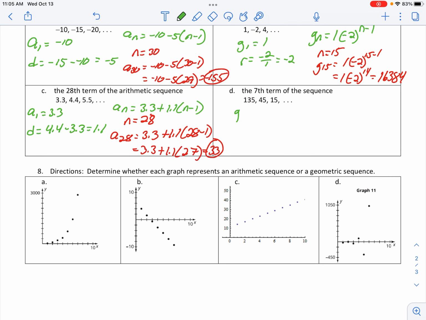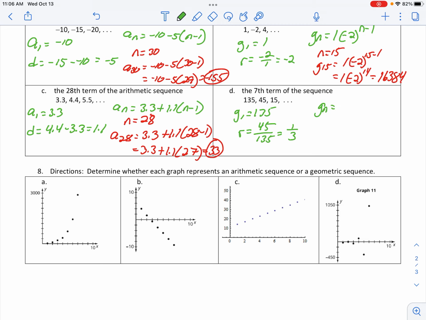Letter D is geometric. Got to know the first term. Got to know the common ratio. Second term divided by the first term. Go to your calculator, reduce it down. You get 1/3, actually. Okay? So you're dividing by 3. May not be obvious, but you are dividing by 3. 45 to 15. That should also kind of tell you you're multiplying by 1/3.